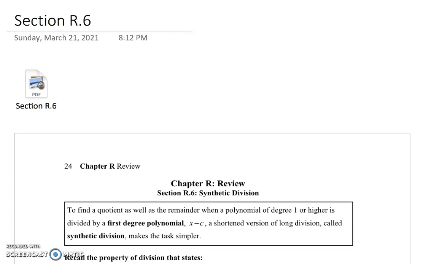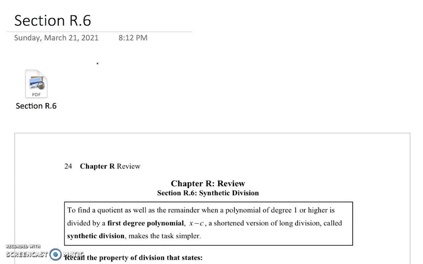Well, I'm fairly certain I said at the end of the last video, which was section 4.5, that we would pick up with the next video in chapter 5. That was wrong. We're picking up R.6, which is synthetic division. And we're going to need that in chapter 5, so that's why we're going to go ahead and do it.